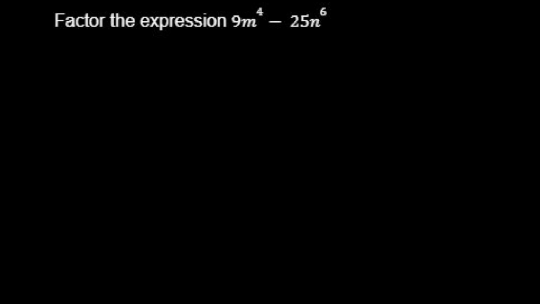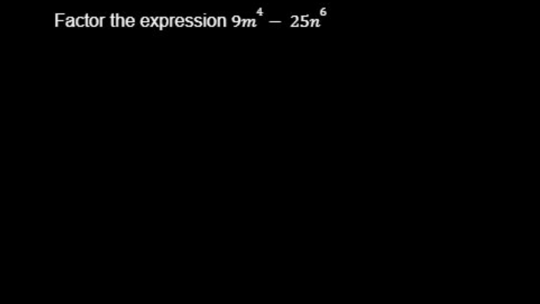Okay, so in this example, we're going to factor the expression 9m⁴ − 25n⁶. Now, we're going to be using identities to do that, but anytime you try to factor, you should check for a common monomial first. In this case, there is nothing that goes into both terms, so we can move on and check to see if this is a pattern.